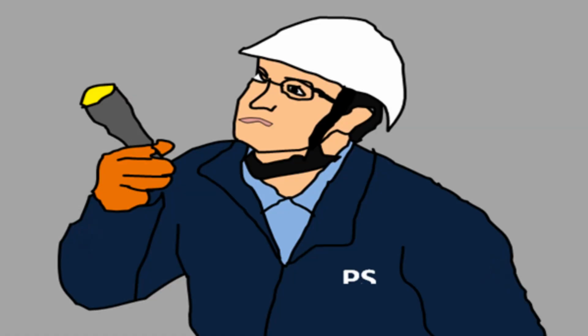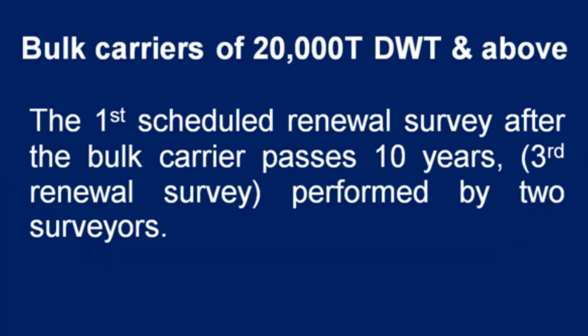Coming back to the structural stress areas, they need to be identified for close monitoring by surveyors. If a bulk carrier is of 20,000 deadweight or more, then when the ship completes the age of 10 years, that means the third renewal survey, then for the third renewal survey and thereafter, all renewal and intermediate surveys will be performed by two surveyors.